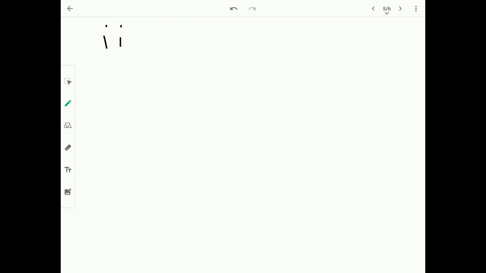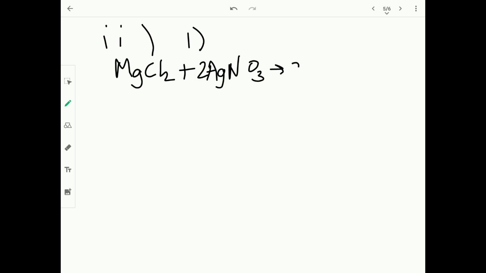Going to part II now. There's 2 parts in II, so I'll just call them part 1 and part 2. Part 1 asks us what's the number of moles of MgCl2 in the original mixture. Let's go back to our initial equation, which said MgCl2 plus 2 AgNO3 to give 2 AgCl plus Mg(NO3)2, right? So what we're supposed to do is find the number of moles of MgCl2.